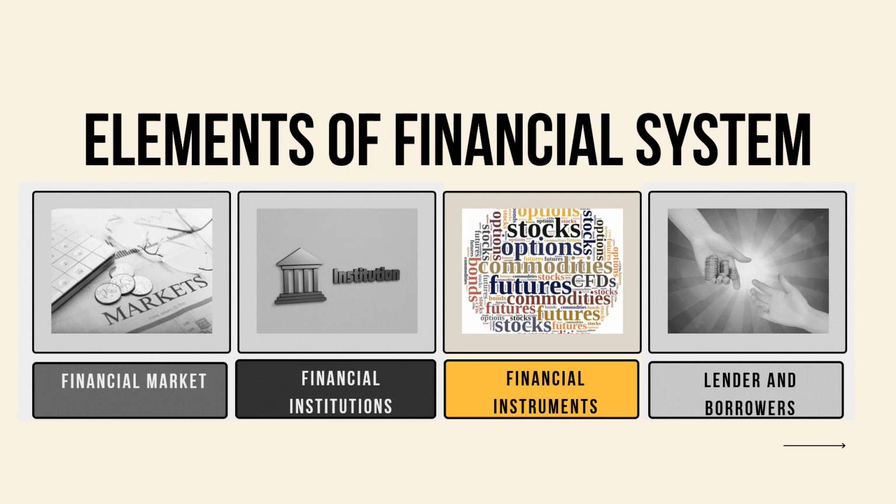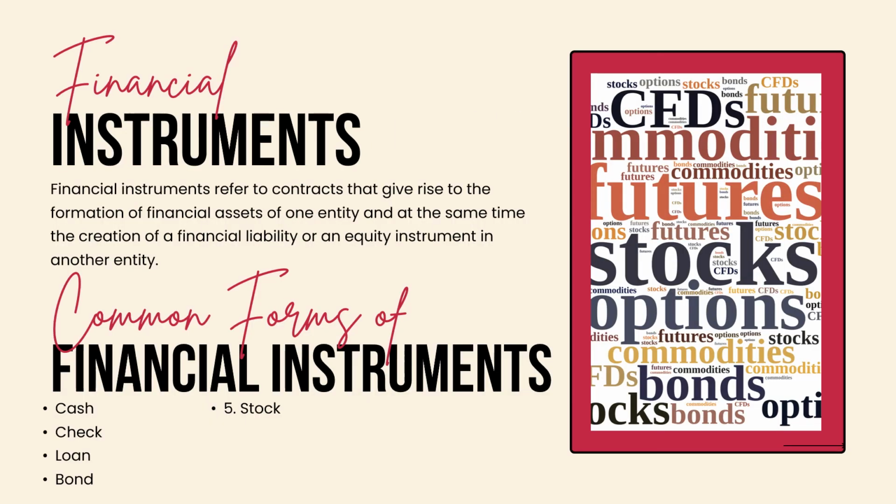The third element in the financial system is the financial instrument. Without it, financial institutions and financial markets can hardly exist. The financial institutions and financial markets carry out their activities through the financial instruments. The financial instruments refer to the contracts that give rise to the formation of financial assets of one entity and at the same time the creation of a financial liability or an equity instrument in another entity.